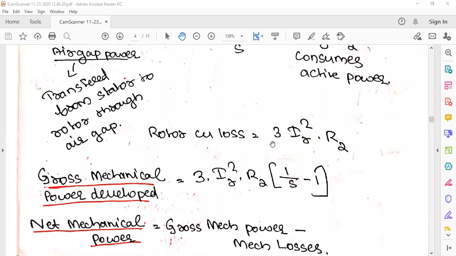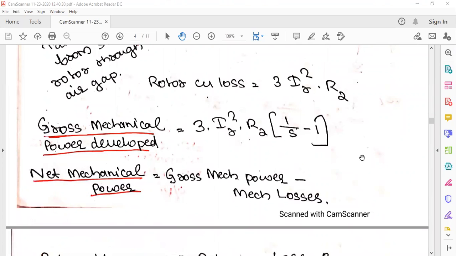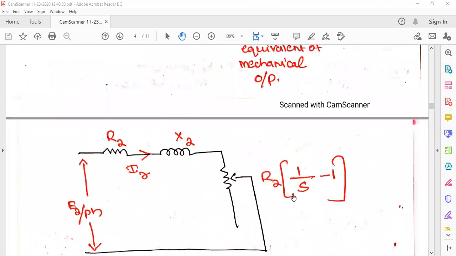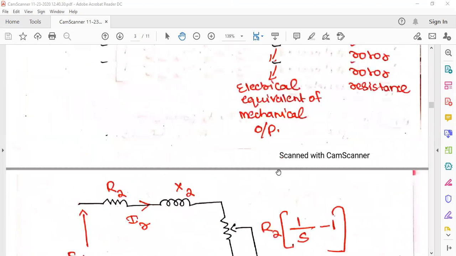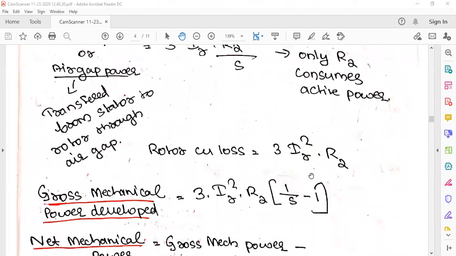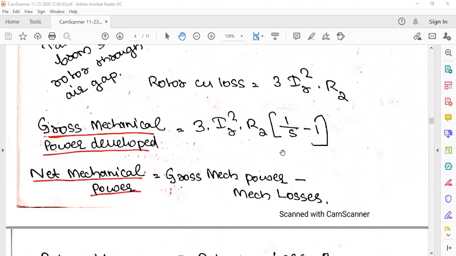So the rotor copper loss is equal to 3 IR² R2 by S. The gross mechanical power developed is 3 IR² R2 into (1/S − 1). From here, R2 by S we write as R2 into (1/S − 1) also, right? That is the electrical equivalent of the mechanical output. So that equation we substitute here, and 3 IR² R2 (1/S − 1) will be here.